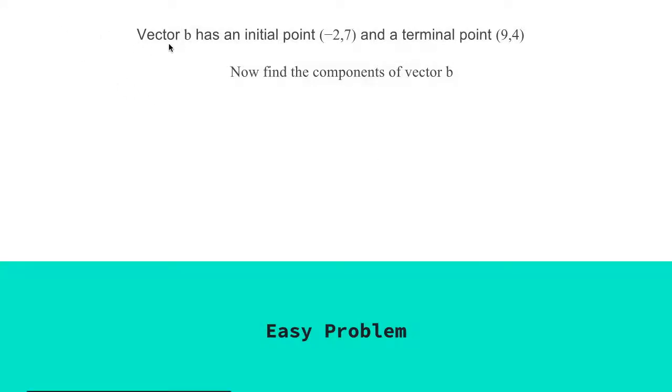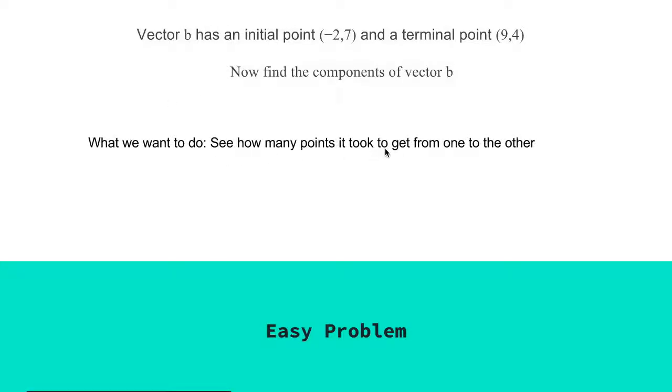So with our easy problem, vector b has an initial point -2, 7, and a terminal point 9, 4. Now find the components of vector b. In order to do that, we're going to figure out how many points it took to get from one point to the other. To get from -2 to 9, it took 11. Then to get from 7 to 4, you go down 3. And so our answer would be b equals 11, -3.